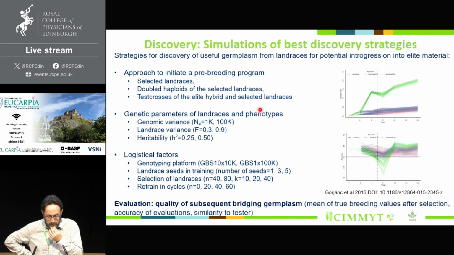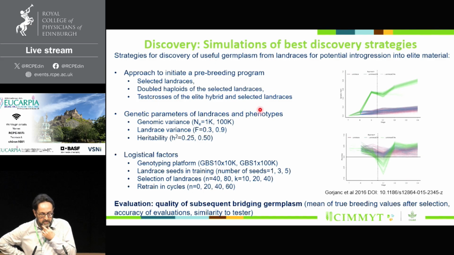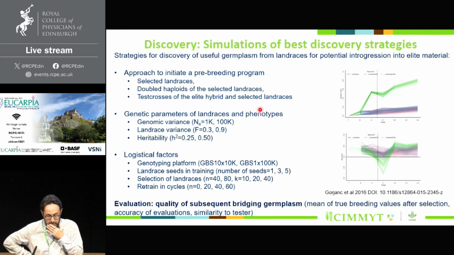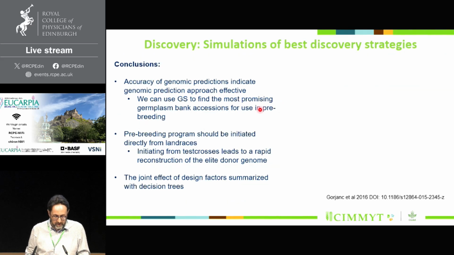And what Gregor was trying to do here was use genomic prediction to basically evaluate the quality of subsequent bridging germplasm. This would be like the mean of the true breeding values after selection, the accuracy of the evaluation, and whether it's similar to the tester. Because we don't want to be selecting elite material, if we use hybrid times selected landraces, we actually want to select on the landrace material, not recreate the elite.